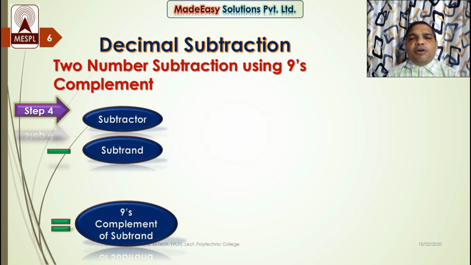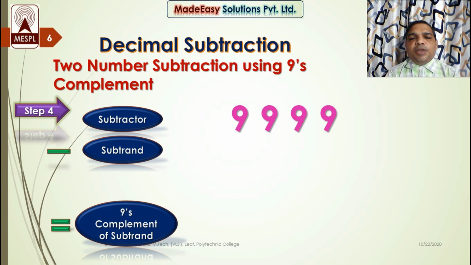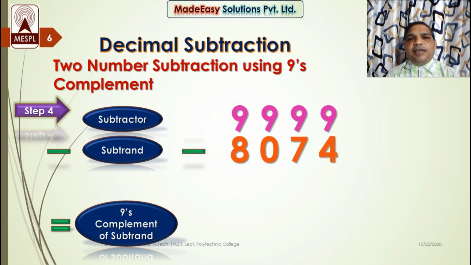So the addition we got in step 3 was 8074, and as the addition we got in step 3 is a 4-digit number, our subtractor must be the largest 4-digit number, that is 9999, and our subtrahend is the sum we got in step 3, that is 8074. As my subtractor is the largest possible number, I need not consider a borrow over here. So I will directly get the difference.